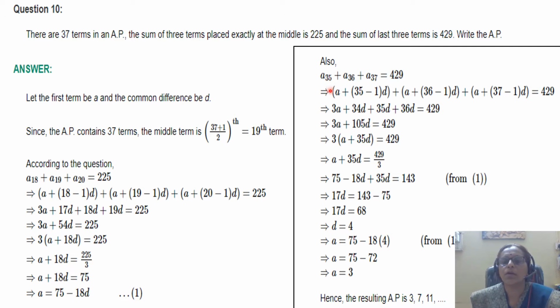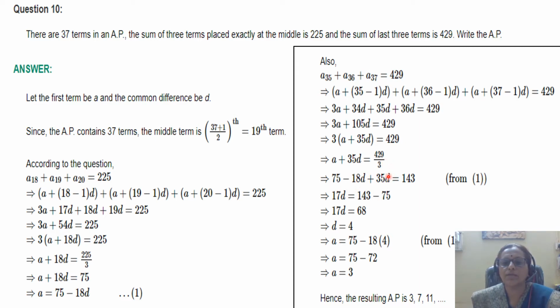The second thing given is that the sum of the last three terms is 429. Apply that condition: the 35th term, 36th term and 37th term sum to 429. Total there are 37 terms, so the last three terms are the 35th, 36th and 37th terms. Apply the formula a plus (n minus 1) into d. Collect all a's: 3a, plus collect all d's: 105d is equal to 429. Taking 3 common, a plus 35d is 429 by 3.